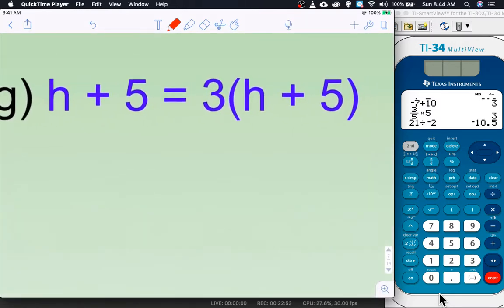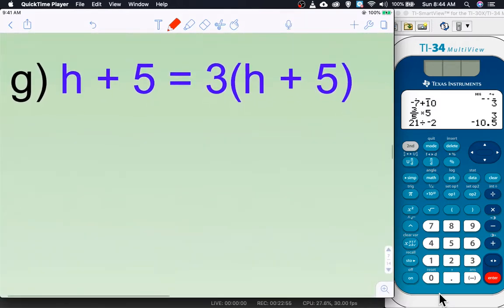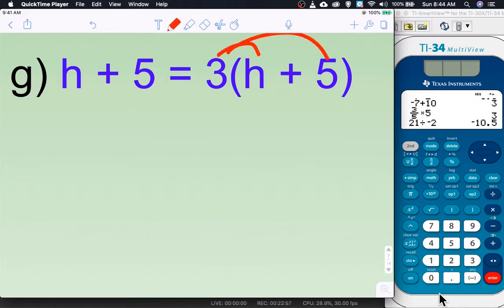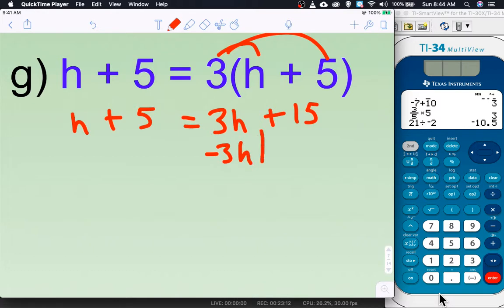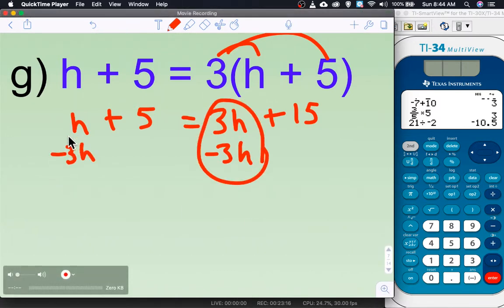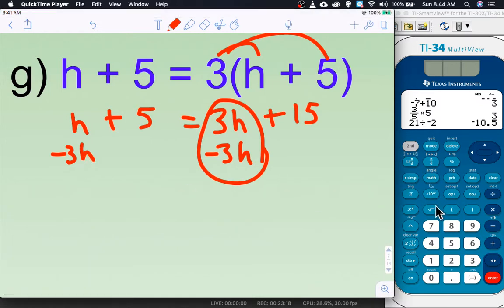All right, so let's check out letter G. So I'm going to start by distributing 3h plus 15. Make sure you have that as a 15, not a 5. I have variables on both sides. I'm going to get rid of the one on the right. So I'm going to subtract 3h on both sides. And then h minus 3h is going to be a 2h.